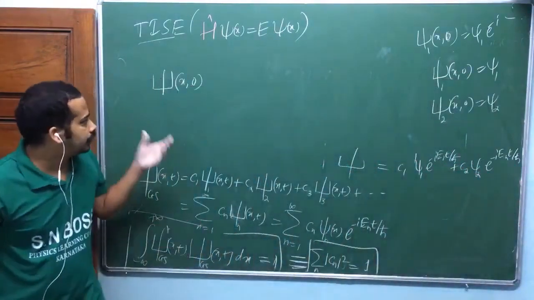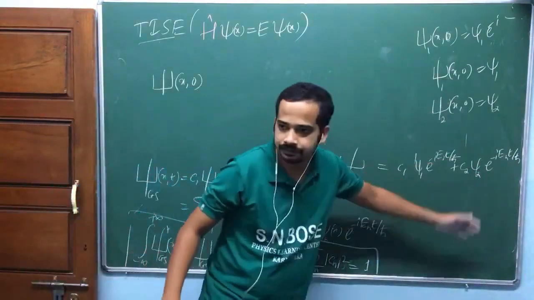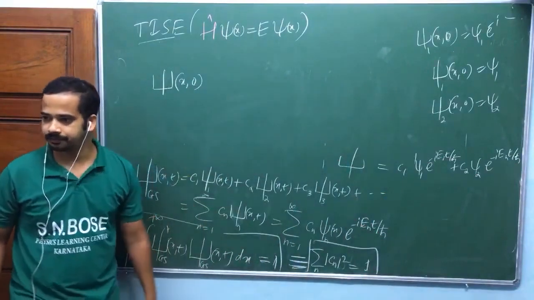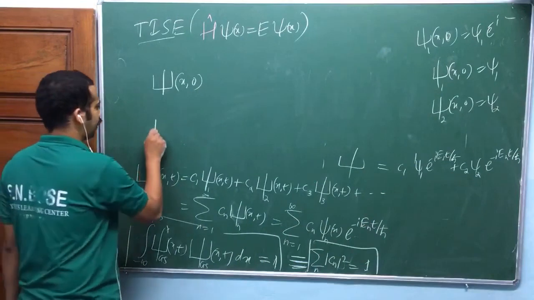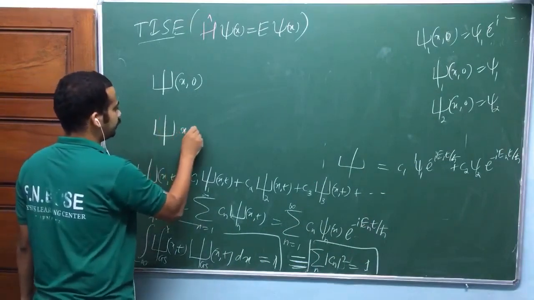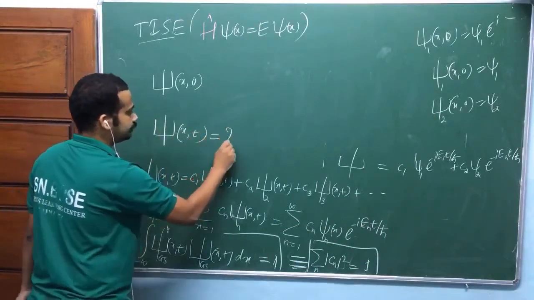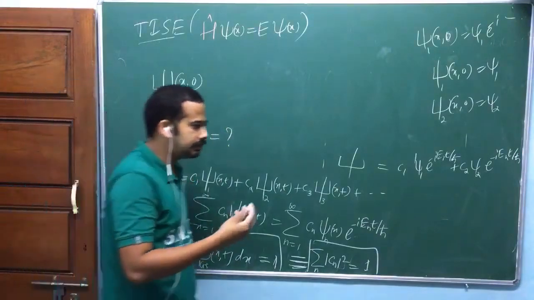But they will provide you a state which is none of these, something else. They say this is the initial state, and they will ask you to find the state at a later time, t. Something else means some other function.